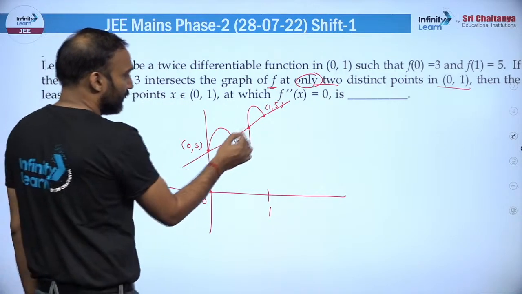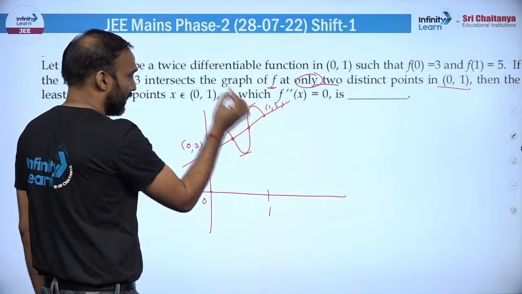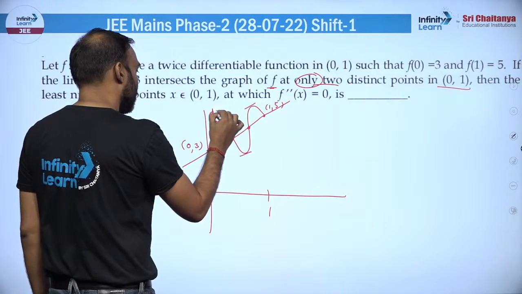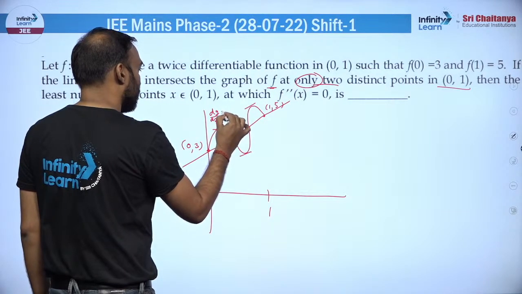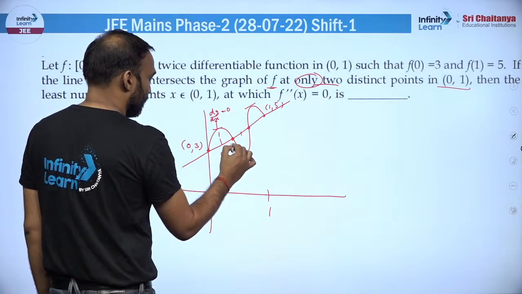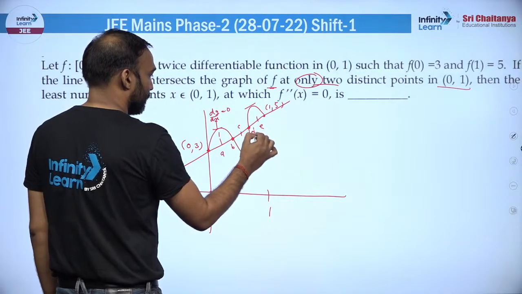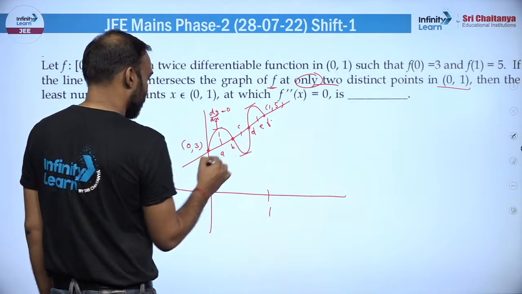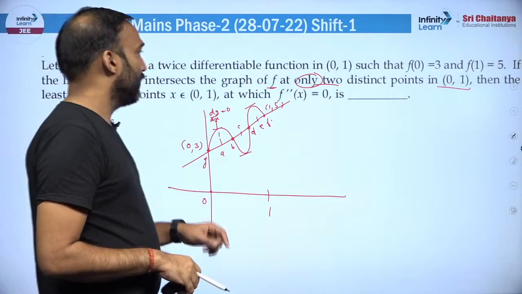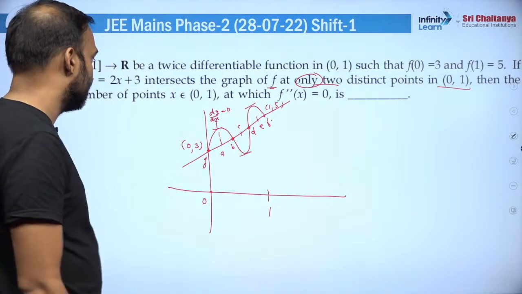Now, for these 2 points my graph turned 3 times. If my graph turned 3 times, it means dy by dx is equal to 0 at these 3 points. Let us say this is A, this is some B, this is some C, this is some D, this is some E, and this is some F, this is some G. Now, I have to find the least number of points for which f double derivative is 0.